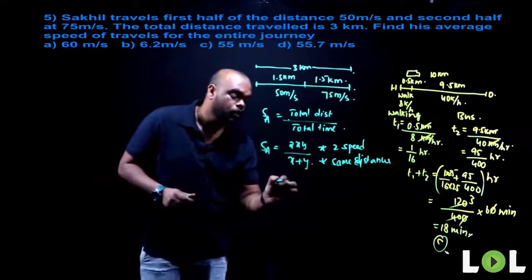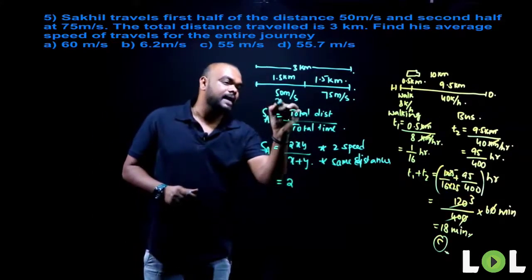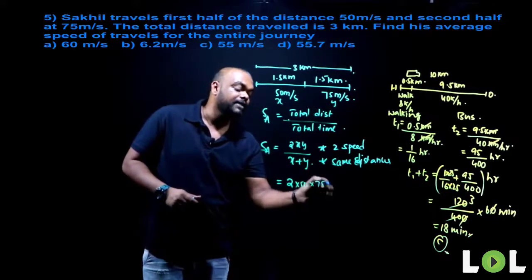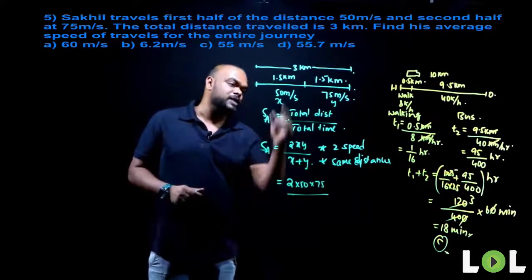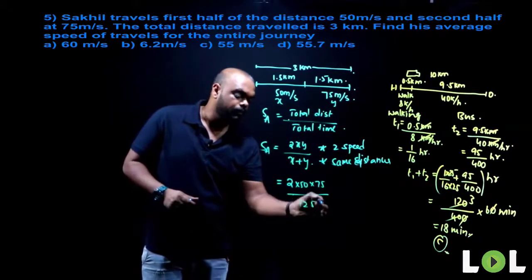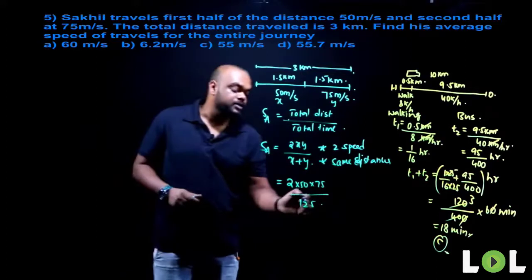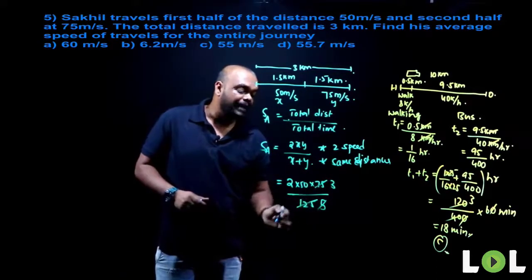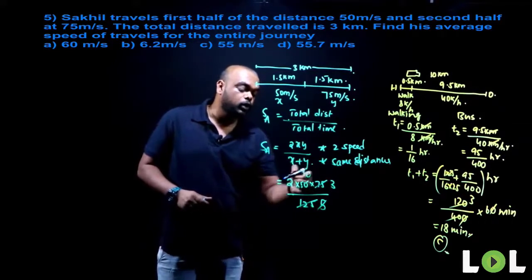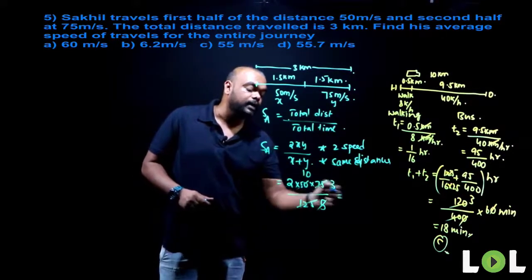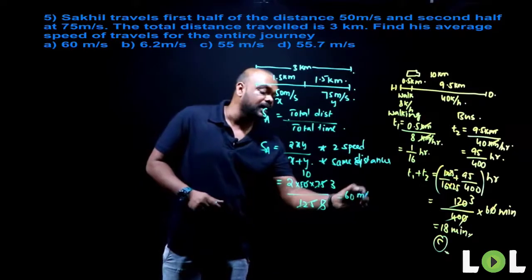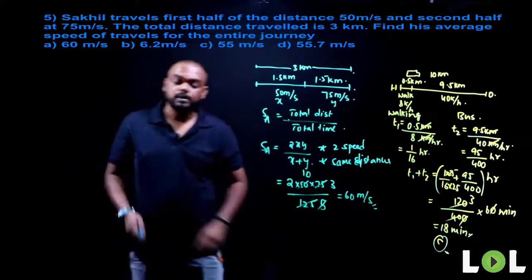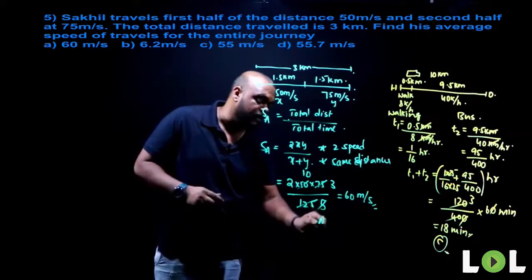Check this out. 2 into, this is x and this is y. xy, that is 50 into 75, divided by x plus y. What happens? x plus y, 50 plus 75 is 125. So, what happens? 25 into 5, 25 into 3. 5 into 1, 5 into 10. 2 into 10, 20. 20 into 3, 60. 60 meter per second, because these two are in meter per second. Do we have the option? Yeah, option number A. That must be my answer.